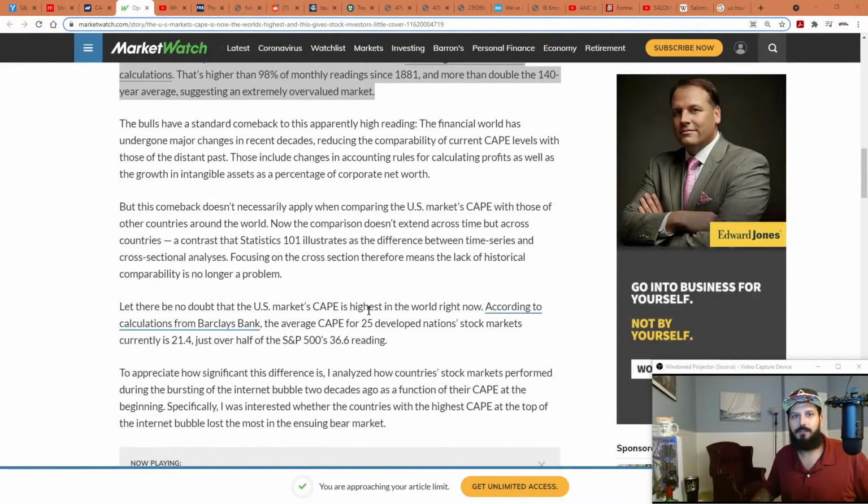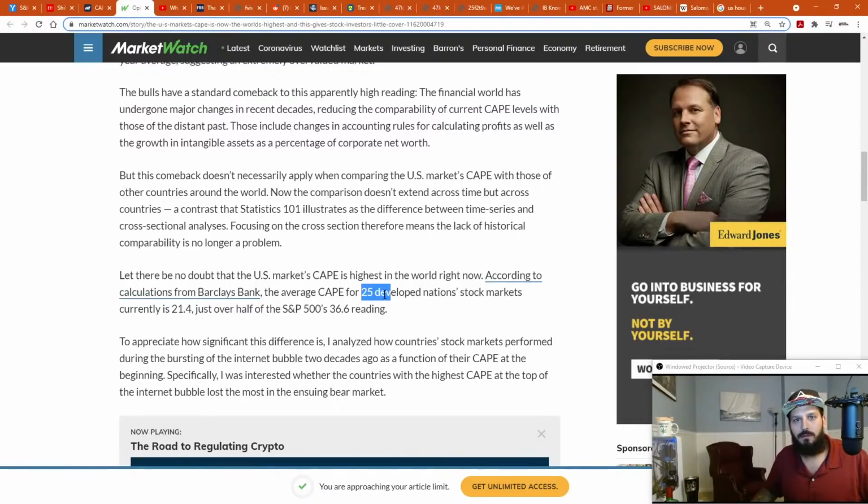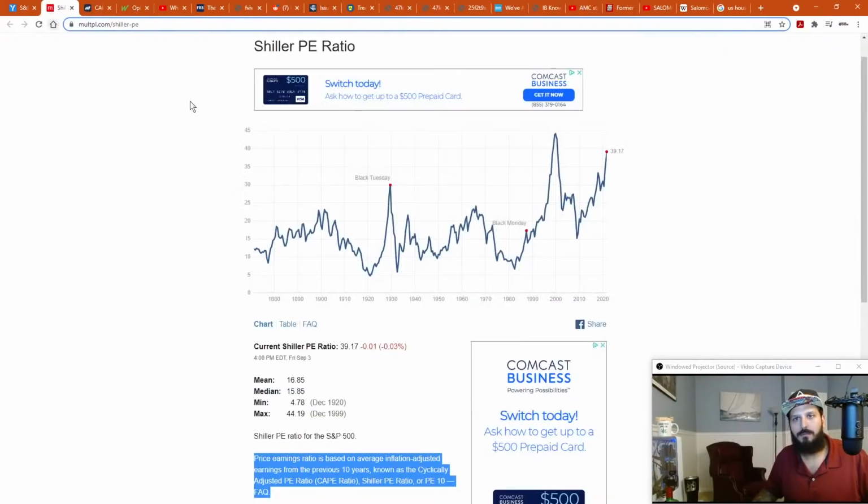According to calculations from Barclays Bank, the average CAPE for 25 nation stock markets currently is 21.4, just over half of the S&P 500, which is 36.6. Do you see how overvalued it is when you compare it to the entire rest of the world right now? 25 developed nation stock markets is at 21.4. Let that sink in. But America is at 36.6. Sorry, that's an old article from a few weeks ago. America is at 39.17 on the Shiller PE ratio scale, chart, whatever you want to call it.